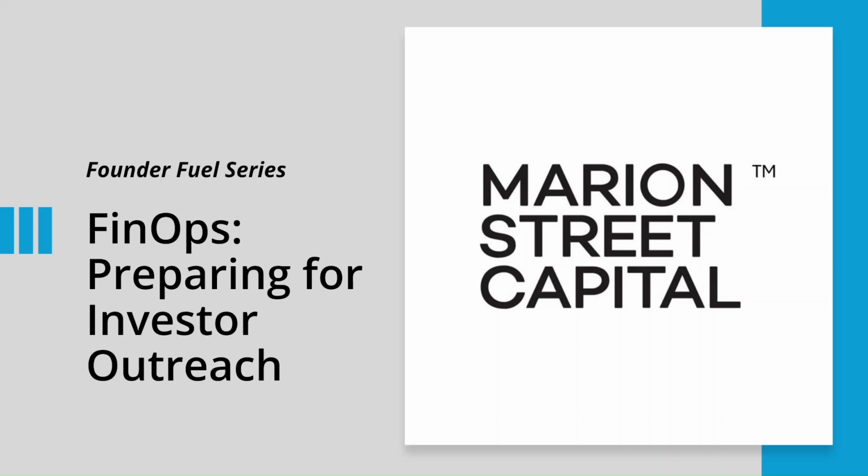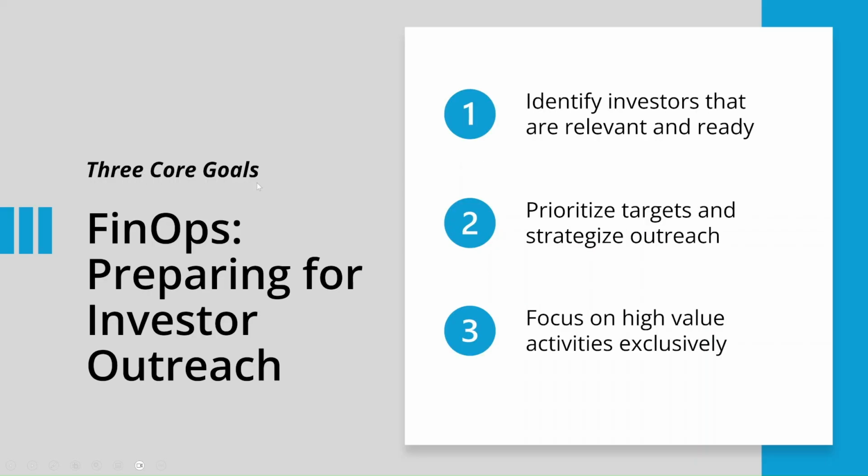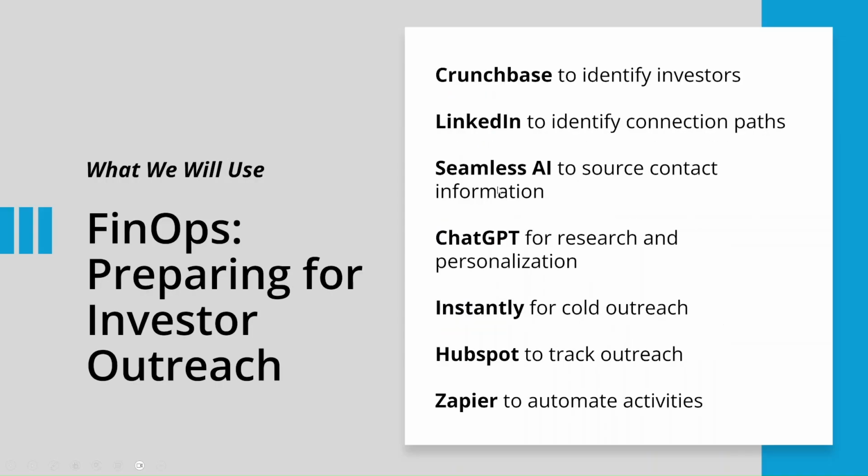Next, in our Founder Feel series, we will discuss how we prepare for investor outreach. This is coming immediately after we built our list of investors in Crunchbase. We just did goal number one, and next we will prioritize targets and strategize outreach. In the third video of this series, we'll talk about how we automate some of the process and really focus on the high value activities.